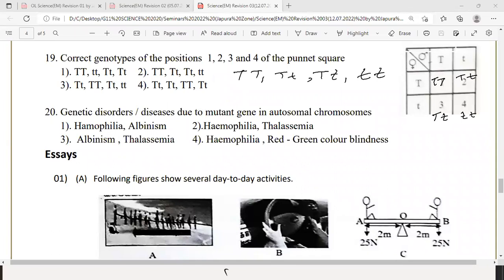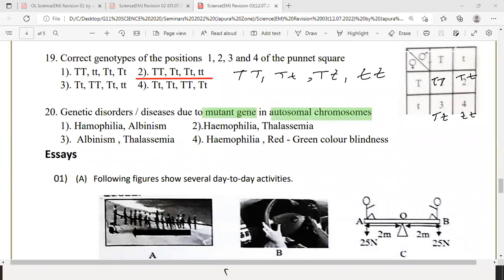Question number 20. That is a good question. Any volunteers who can give me the answer for the 20th MCQ? Yes. Genetic disorder due to mutation of autosomal chromosomes. I'll highlight here autosomal chromosomes. Gene mutation in autosomal chromosomes.